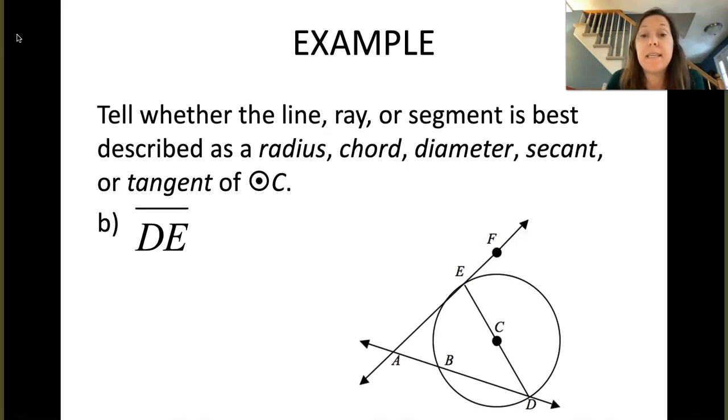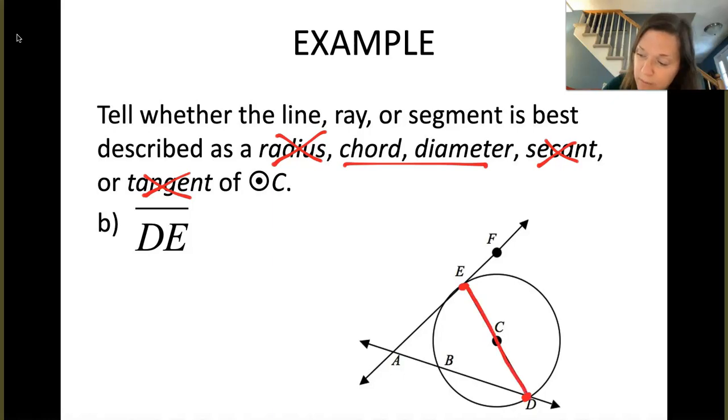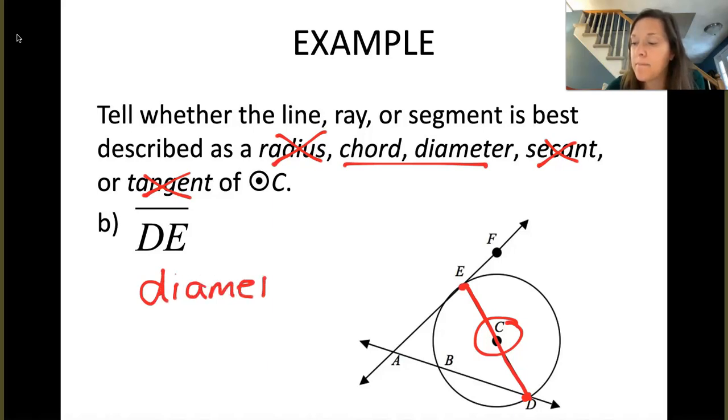B, DE. Again, we have the same situation. It can't be a secant because the secant has to be a line. If I look at D and E, those are both points on the side of the circle, so it can't be a radius. So now I'm down to either chord or diameter. Can't be a tangent because the tangent is outside. So is it a chord? Is it a diameter? Well, this one goes through the center of the circle, so this one is a diameter.